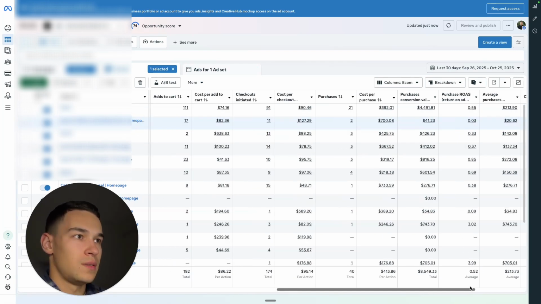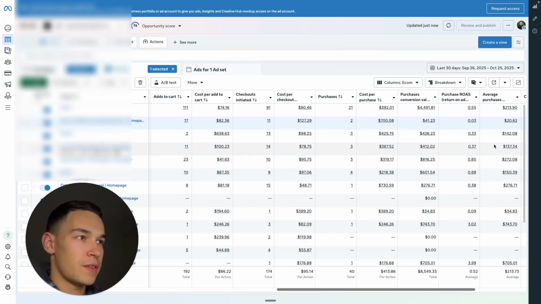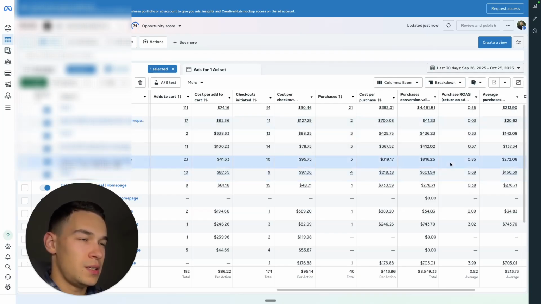You see, it's also 2 sales, but low AOV. Let's find something maybe at least that's working. Wait. This is better. 275. This is better.